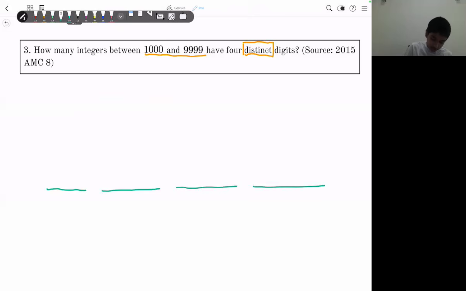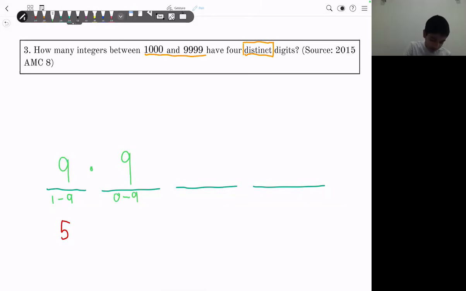So again, for the first slot, we can have any number between 1 and 9. Let's just say we chose 5, for example. Then there will be 9 choices for this slot. And now for this next digit over here, typically we could have any number between 0 and 9. But since we've already used the 5, we only have 9 numbers left. So there will again be 9 choices for the second digit right here.